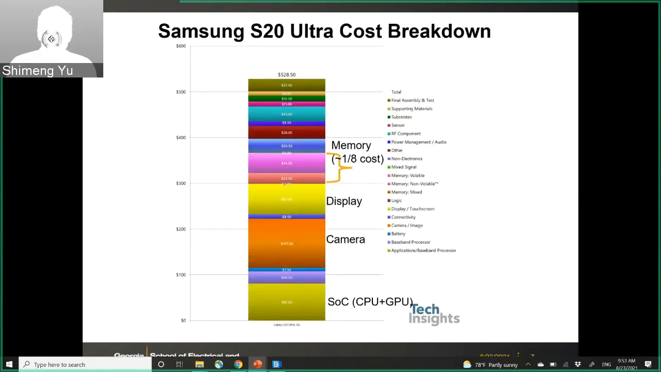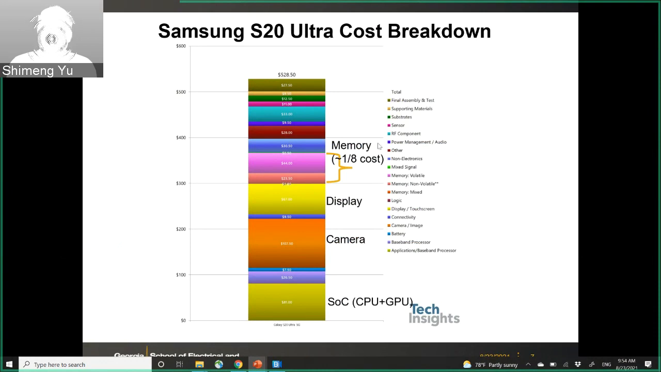All right, so let's take a look at the cost breakdown. In total, this phone costs around $528. Of course, Samsung sells at a higher price, probably like $1,000. But the cost is about $500.